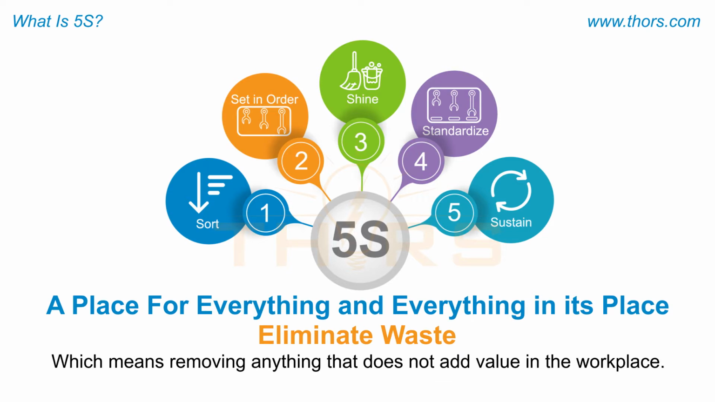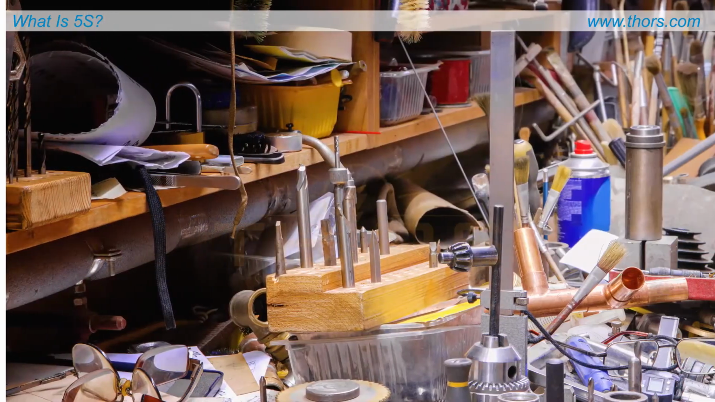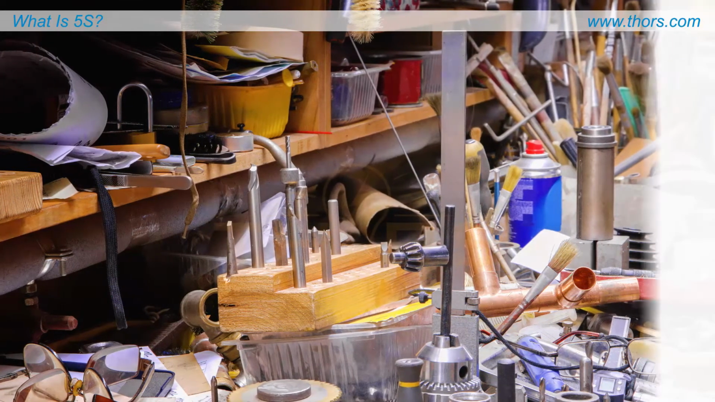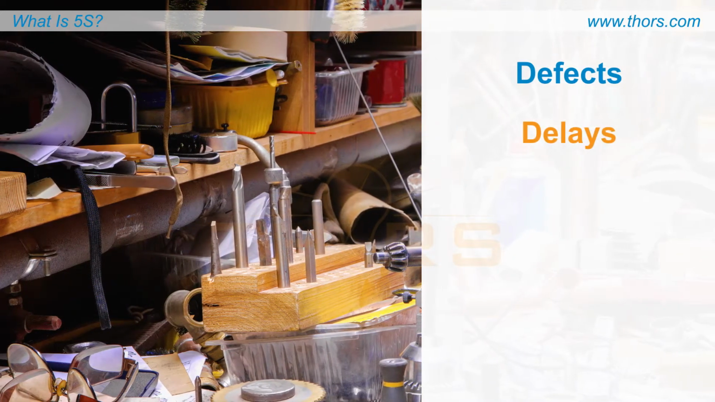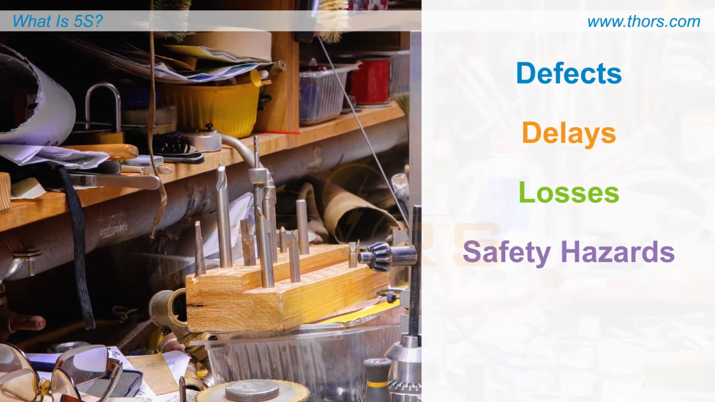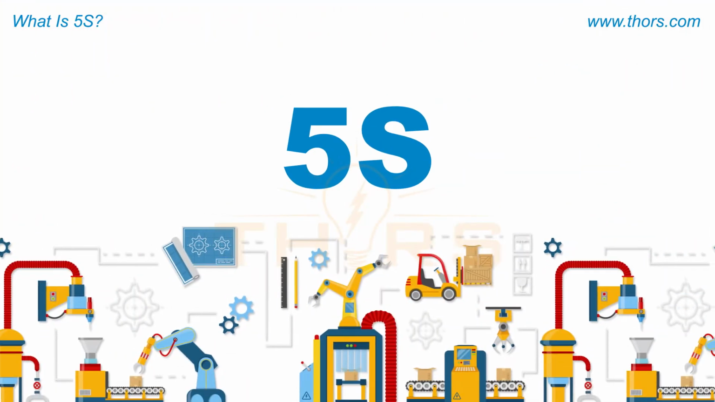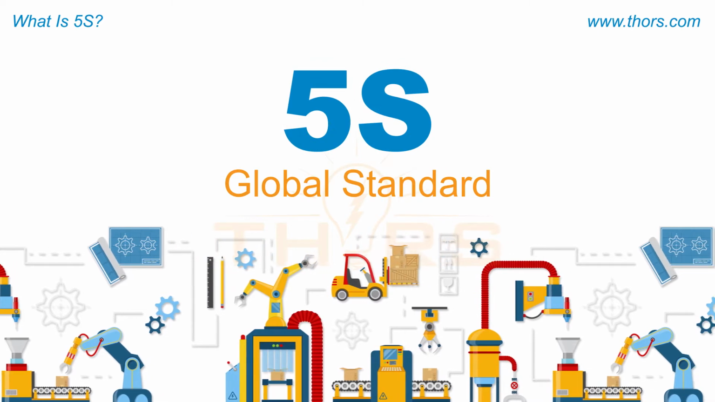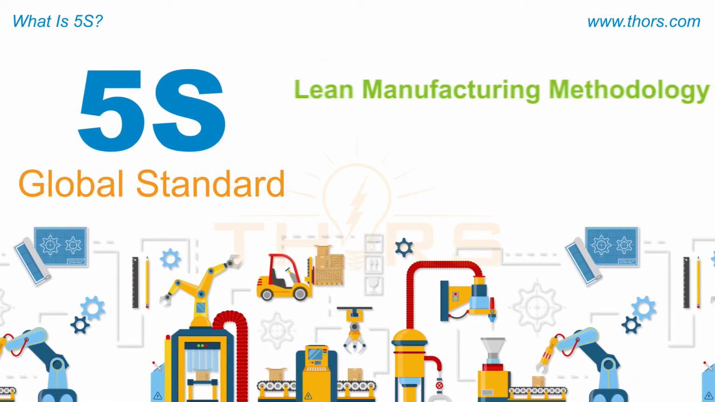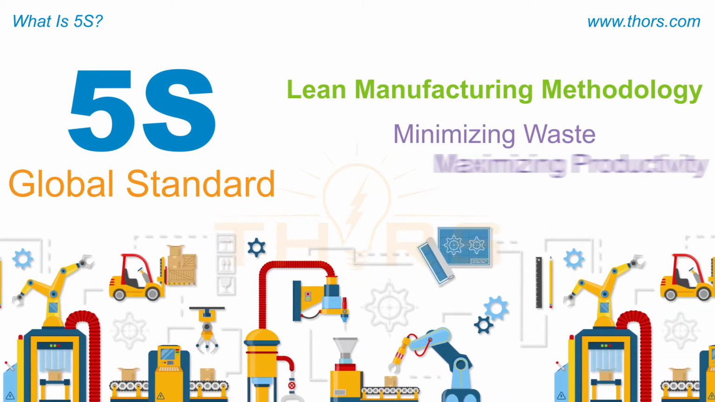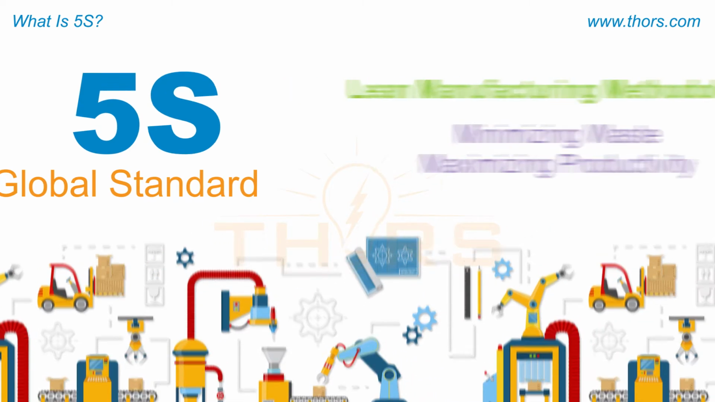value in the workplace. Any clutter or improper arrangement of manufacturing shop floors results in a rise in defects, delays, losses, and safety hazards, all of which affect employee morale. Since 5S has become a global standard, it has now become a part of the lean manufacturing methodology that focuses on minimizing waste and maximizing productivity.